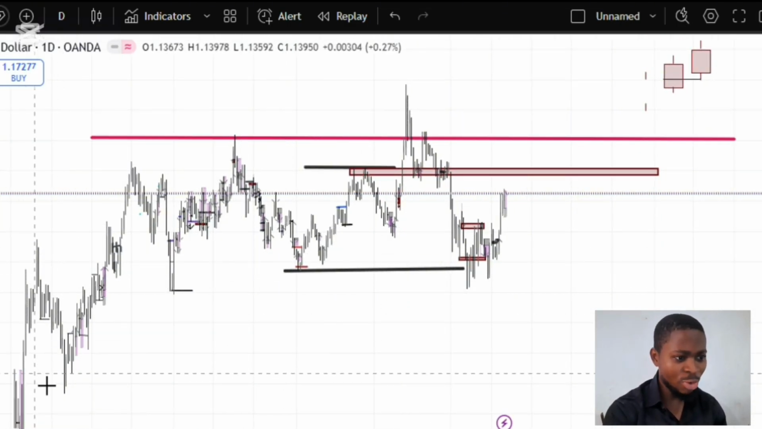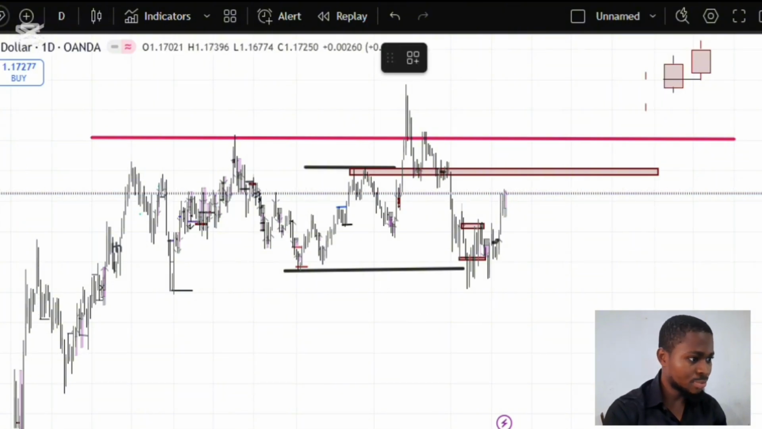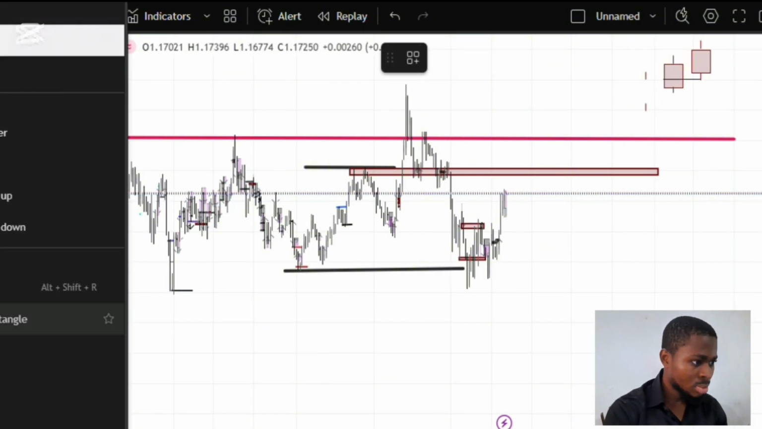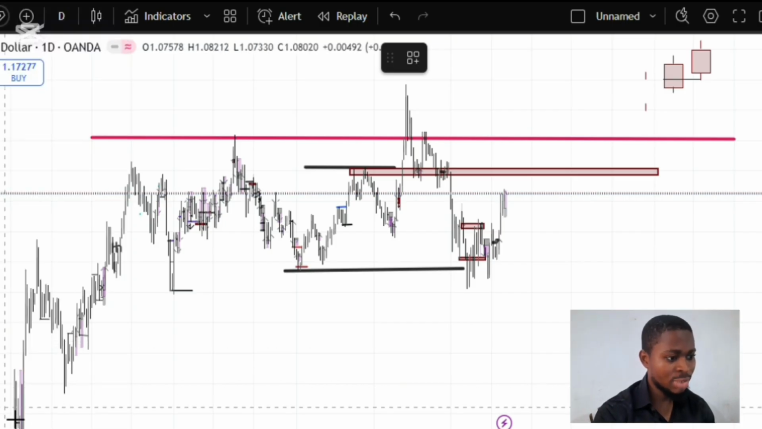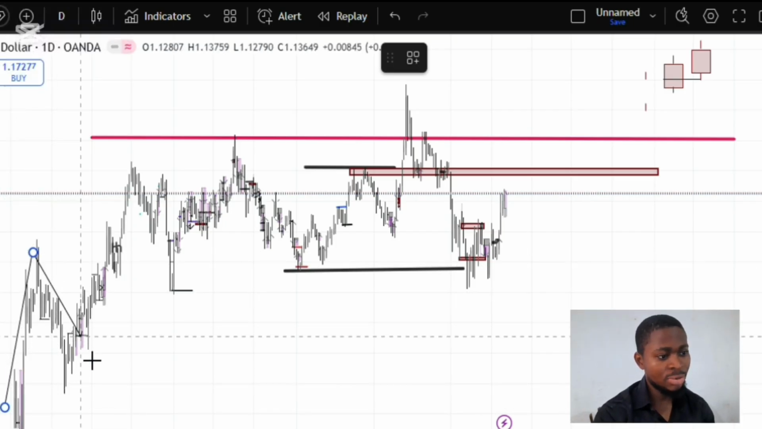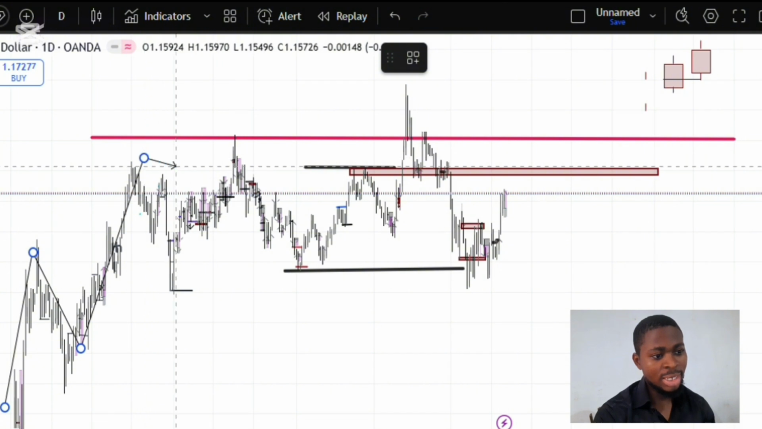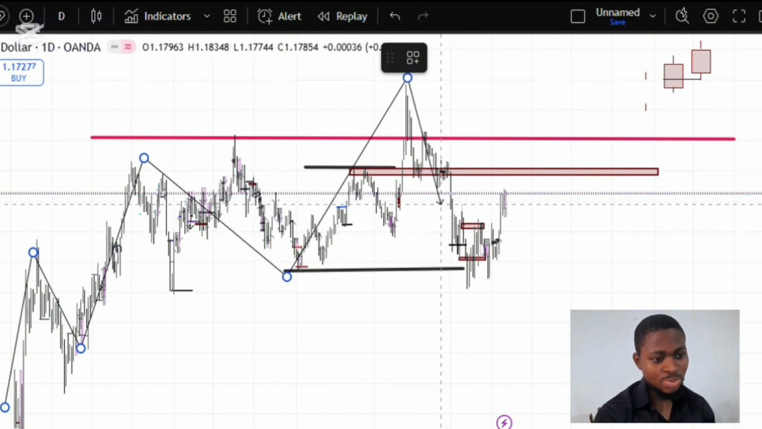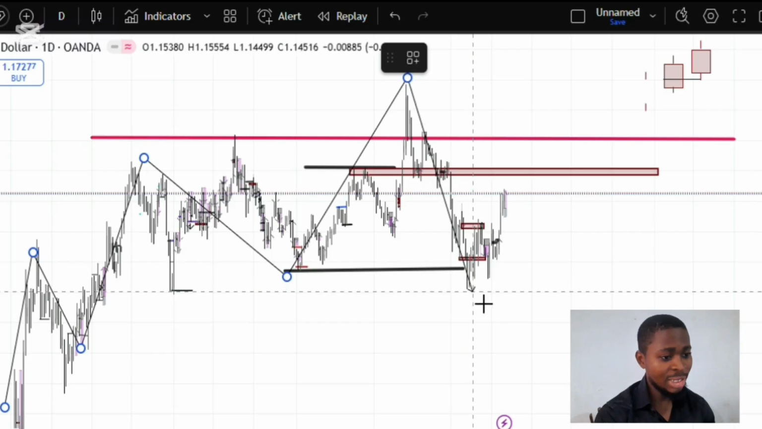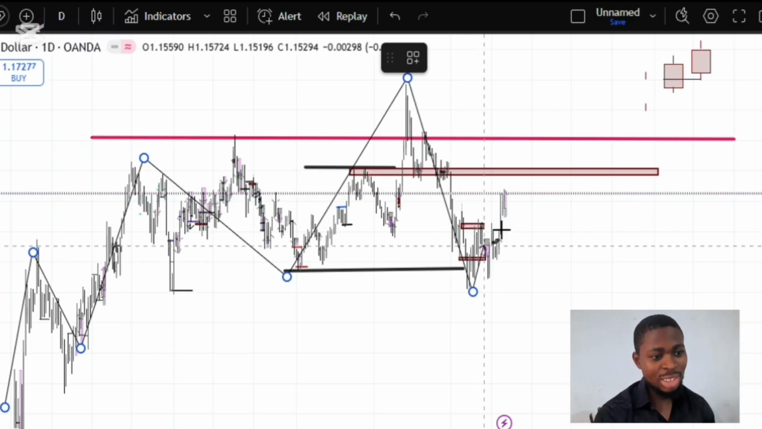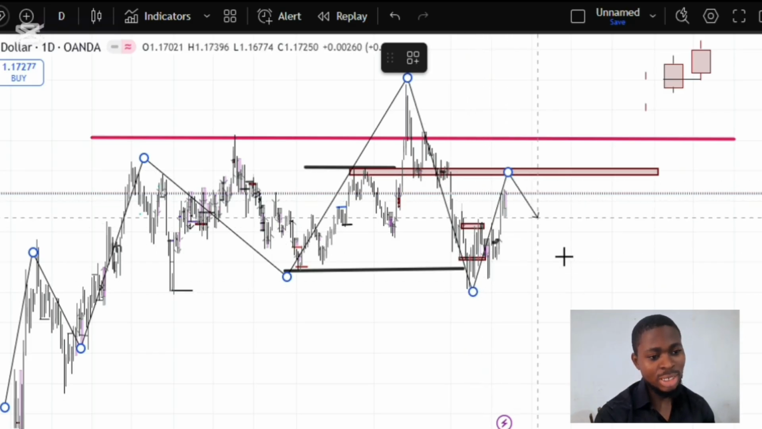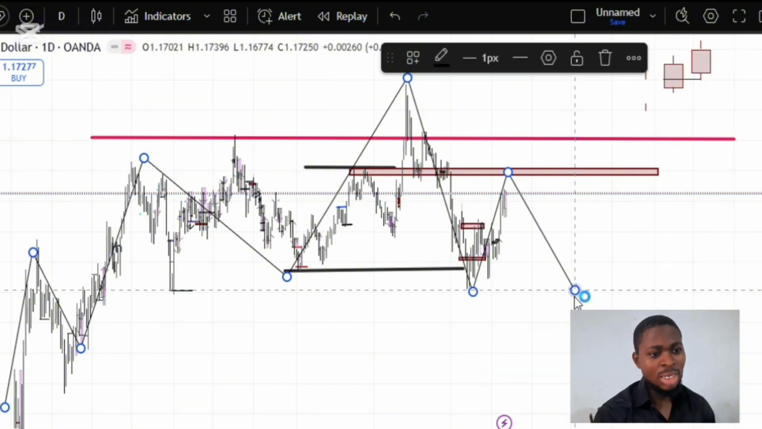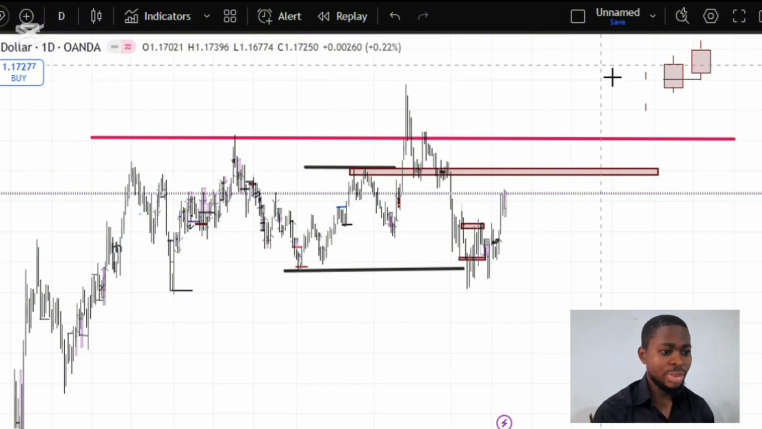You can see price give us a series of higher high, higher low, then a new higher high. But notice this, price broke this previous higher low, and right now we're expecting a push down to the sell side.